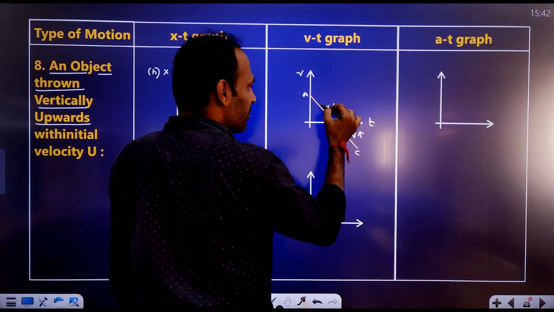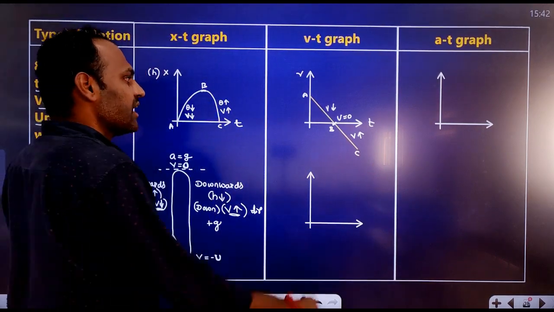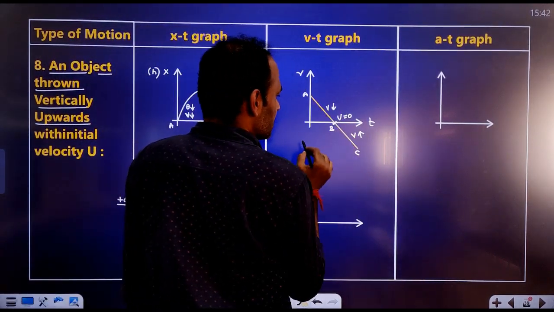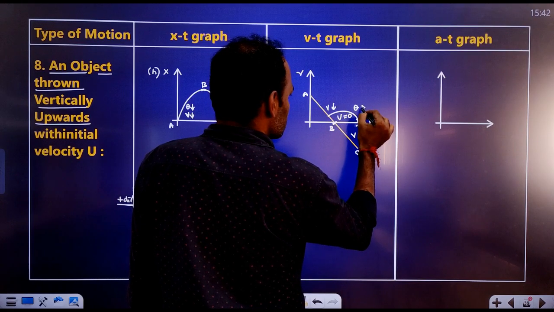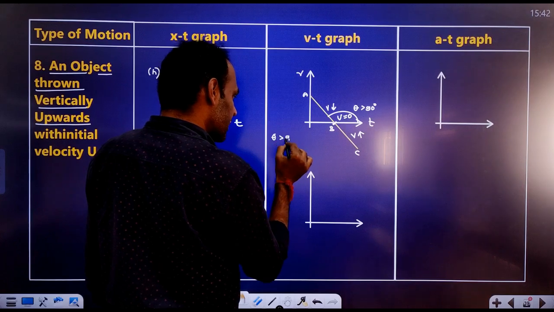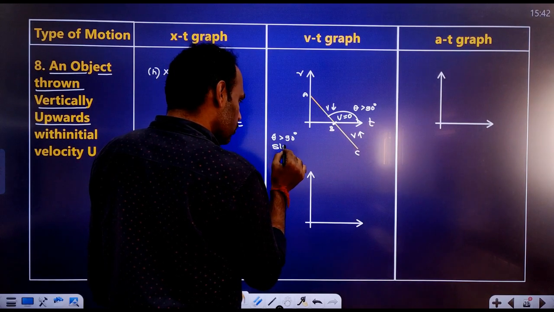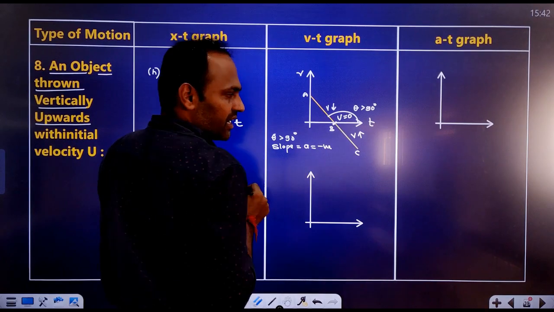In the part AB, what is happening for the velocity? Velocity is decreasing. And how is it decreasing? It is decreasing constantly. See, the angle with respect to the positive x-axis is greater than 90 degrees. So the slope of the VT graph means what is that? Acceleration. It has to be negative.